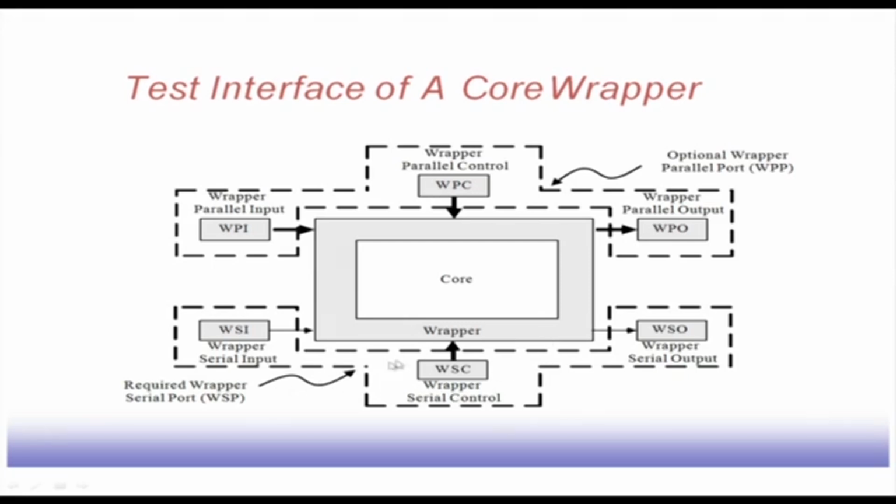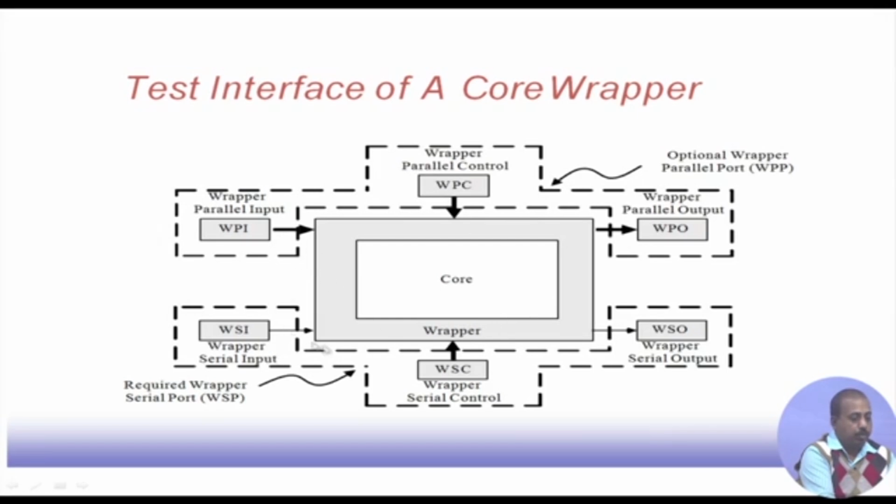So, we have this wrapper serial port, which can be used for transferring a small amount of test data, or some configuration information like that. But there is another part, which is the wrapper parallel interface. It will have the wrapper parallel input, wrapper parallel output, these types of registers, plus there is wrapper parallel control. So, signal lines will be there in WPI, WPO and WPC.